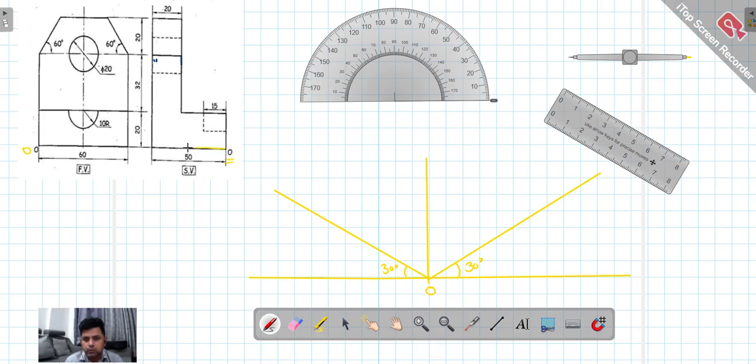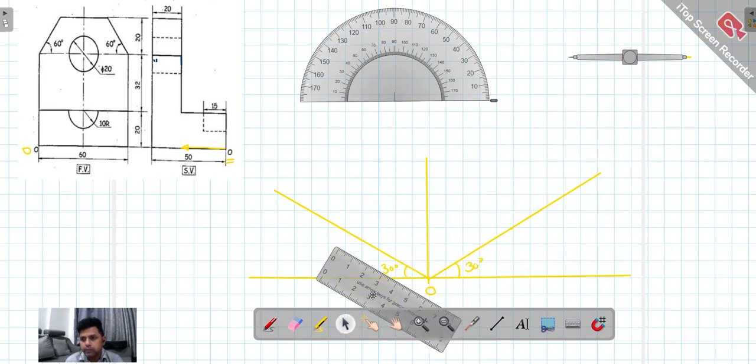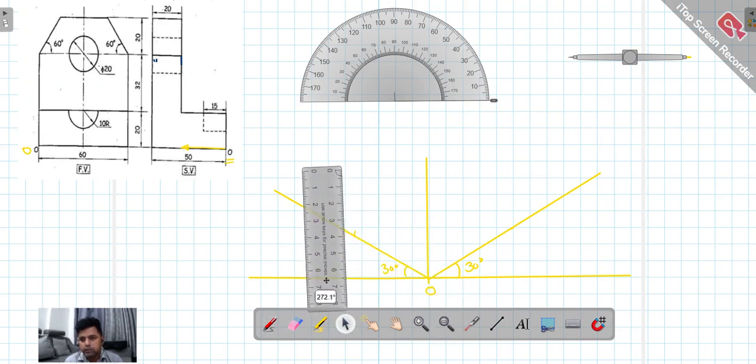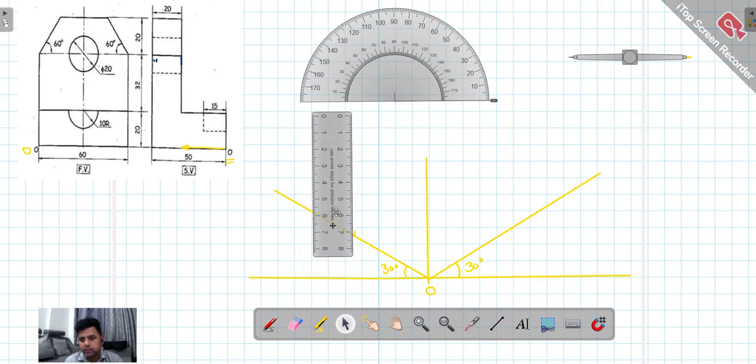I will travel from this O in this direction, and this dimension is given 50. So simply I should take 50 mm in my compass, or you can directly use the scale, mark 50 mm, correct? And with the compass, or with the help of the scale, we can draw a vertically upward line. This I have drawn as 50.